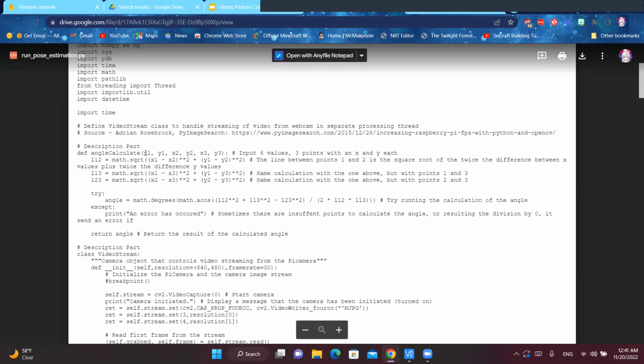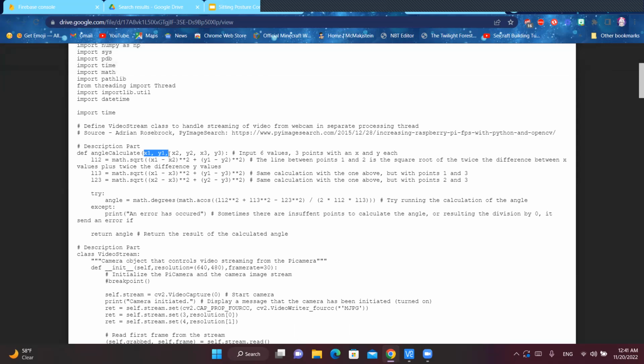Angle calculation means that we input the x and y values of the points that we are using. The x means x coordinate and y means y coordinate, and 1 means the point, like point 1, point 2 and point 3. So we have 6 values and we have 3 points that we are using.